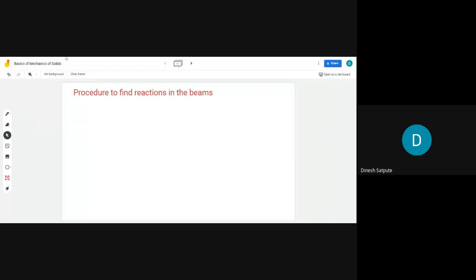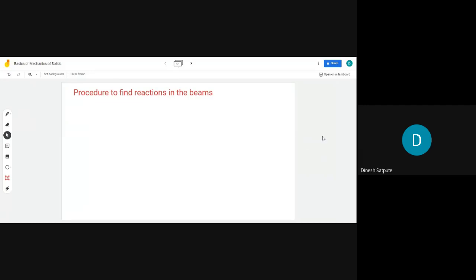Now I'll tell you the stepwise procedure which you have to follow so that you will be able to solve numericals very easily. You might have studied or might know how to find the reactions, but what I suggest to all of you is to use the method that I am going to tell you so that your calculations become simpler. So right now, all of you have to follow me.